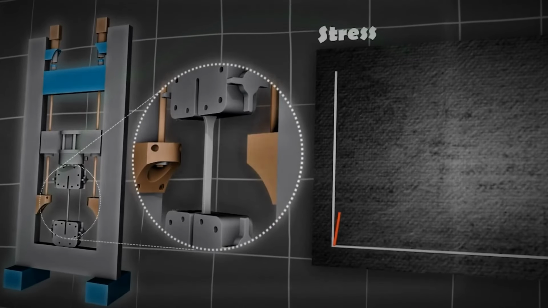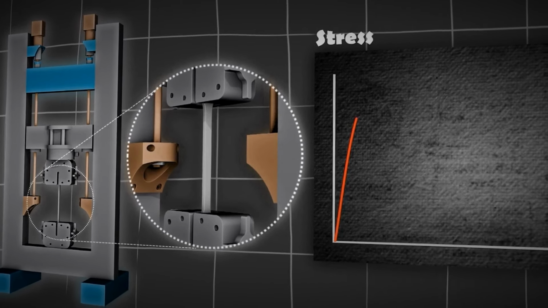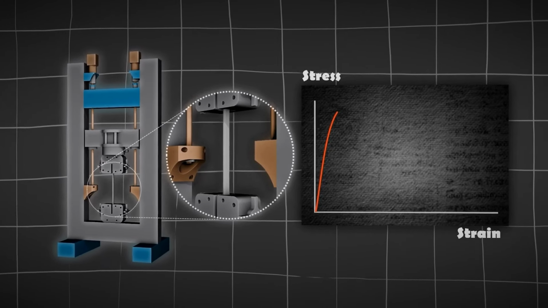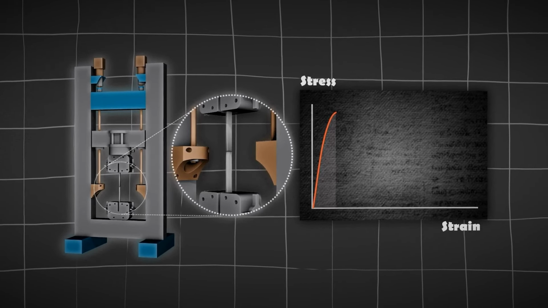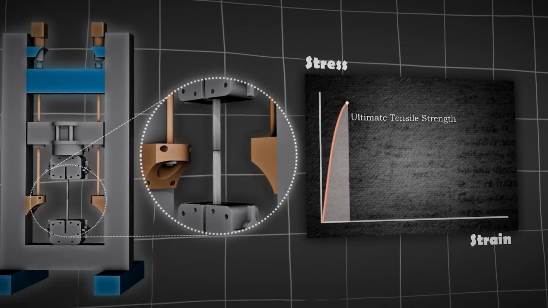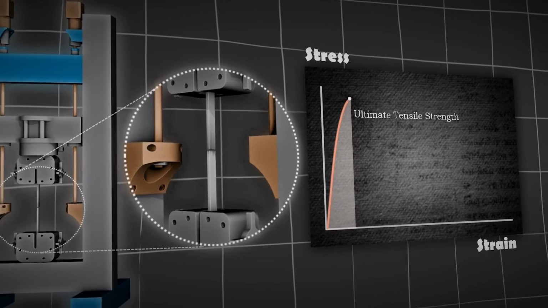Brittle materials are those that fracture or break suddenly when subjected to stress without significant plastic deformation. Brittle materials exhibit a linear elastic region up to a point called the ultimate tensile strength. Beyond this point, the material fails abruptly, showing little or no yielding.